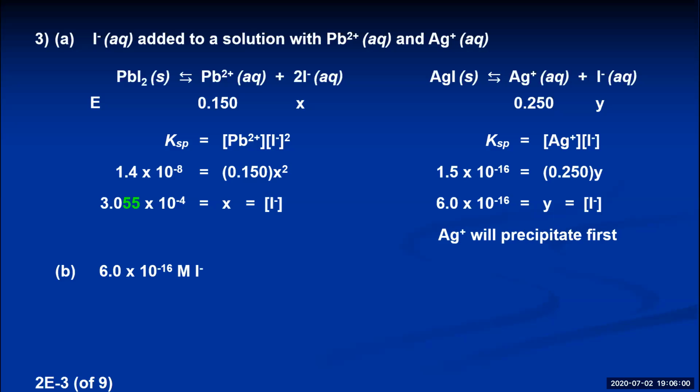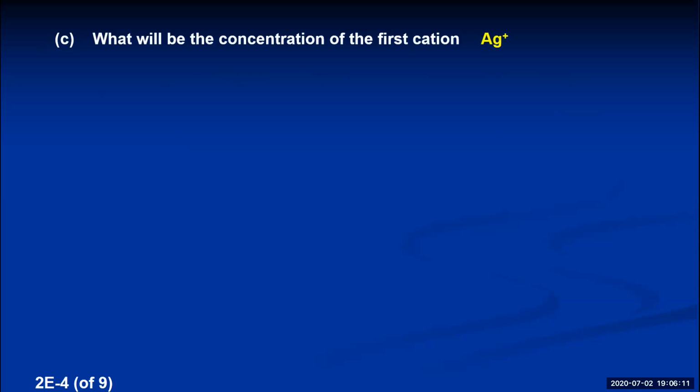Now a test in your English ability to decipher what the sentence says. This one says, what will be the concentration of the first cation? What's the first cation? The first cation is silver. So what's going to be the concentration of the silver ions when the second cation starts to precipitate? What's the second cation? Lead-2. So if you want to know what the concentration of silver ions are when the second cation starts to precipitate, we have to figure out when the second cation precipitates.